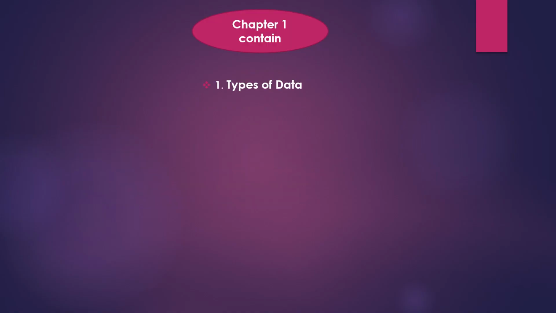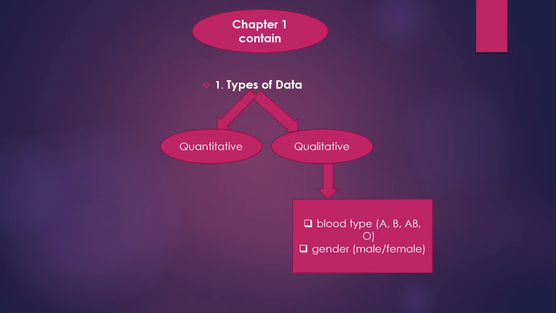Chapter 1 contains first types of data. So data can be divided into 2 main types, qualitative and quantitative. So qualitative describe qualities or categories, for example, blood type and gender. Quantitative represent measurable quantities, for example, weight, age, and temperature.